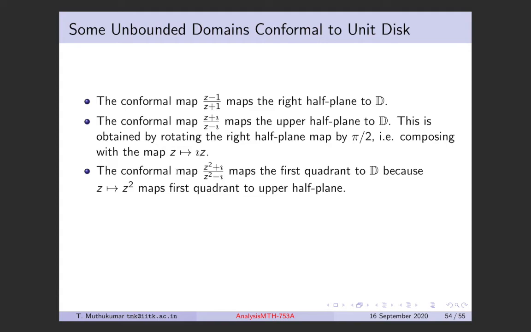This is the map which conformally maps the first quadrant of C to the unit disk D. Again, how do you get this?